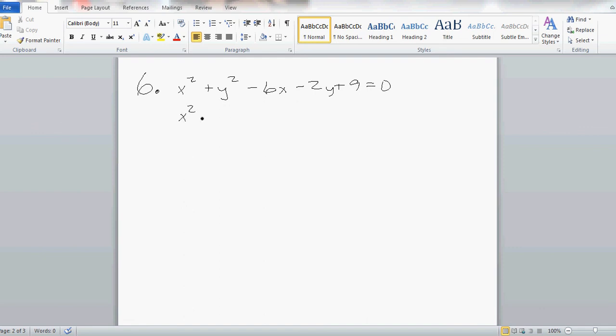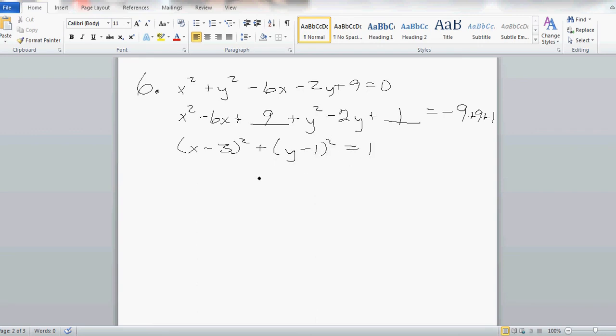Group the variables together and get the other number to the other side. Half of 6 is 3. 3 squared is 9. So I need to come over here and add 9 as well. Half of 2 is 1. 1 squared is 1. So this becomes x minus 3, the quantity squared, plus y minus 1, the quantity squared, equals 1. The center would be 3, 1.